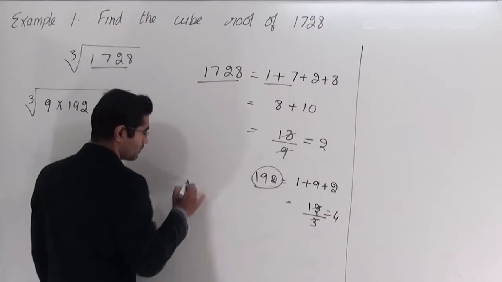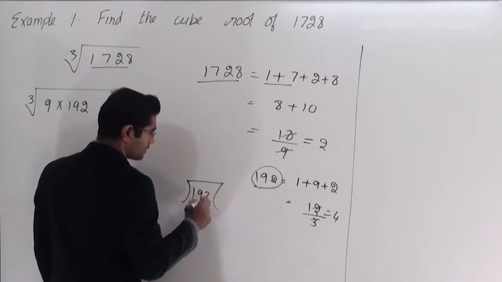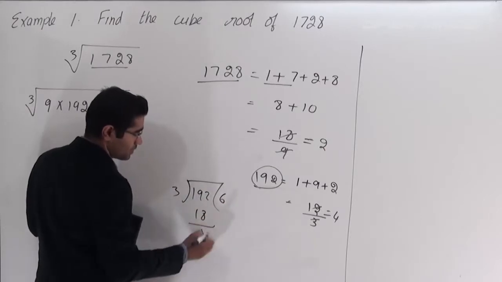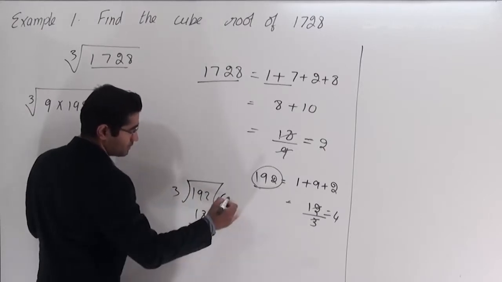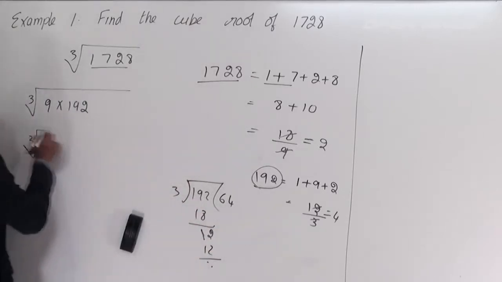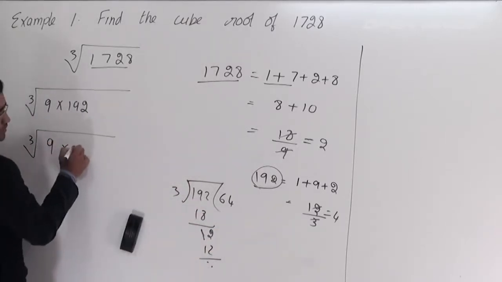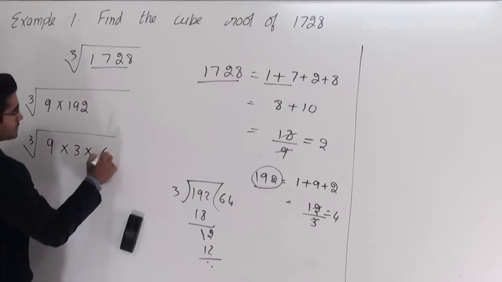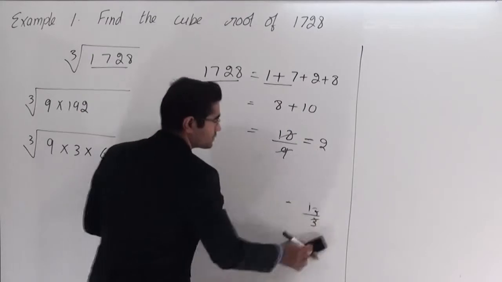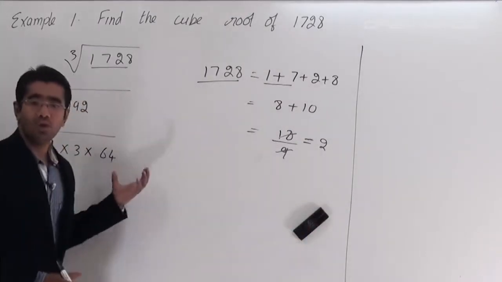So how do I work on it? 192 divided by 3: 3 how many times? 6 times is 18, 1, 2 carried down, and 4 times is 12. So cool. I can write this as the cube root of 9 times 3 times 64. Now why am I doing this? With these two divisions, I just made my problem very easy.